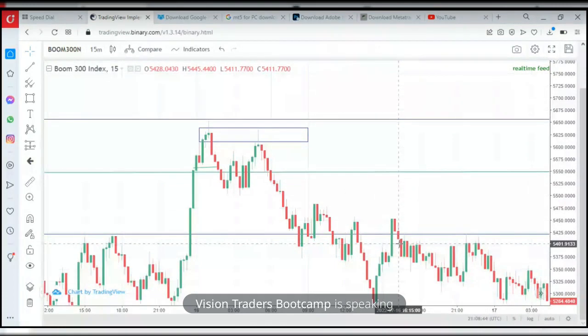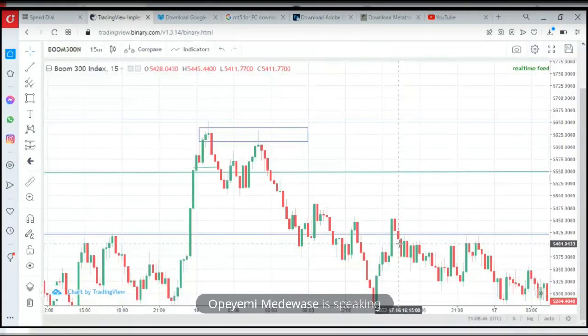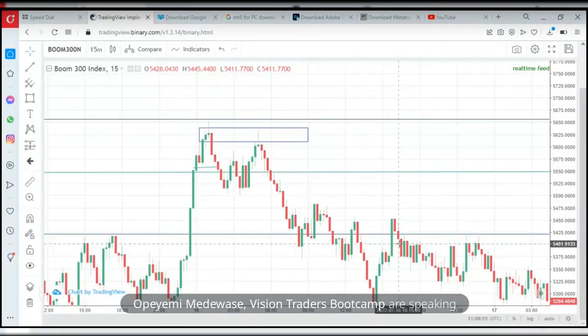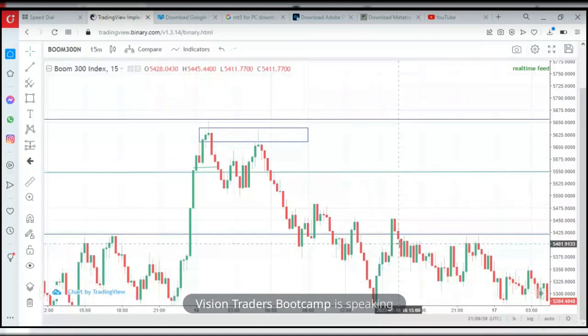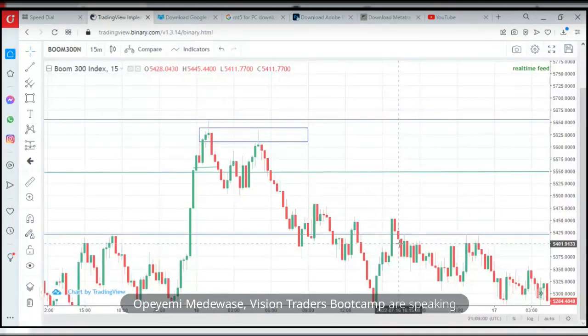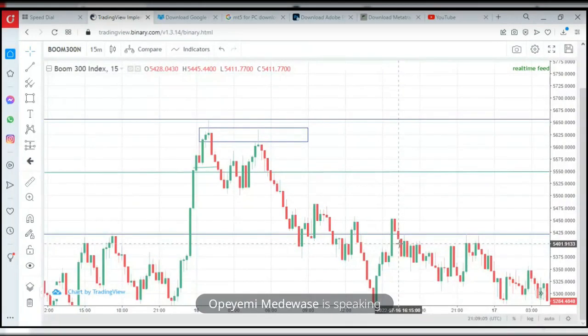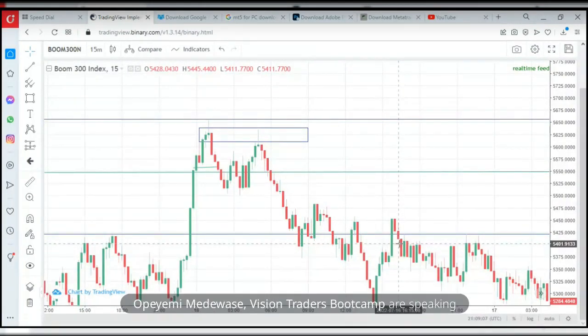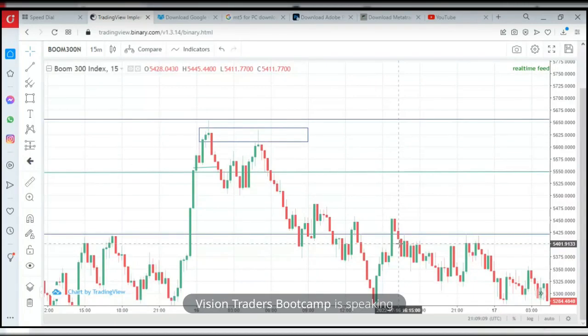Now I want to be clear about something. Let's say we are looking for a sell. Is it the open of the candle or the high of the candle that we are looking for? I never said open. I said the high or the low, not open. The highest point or the lowest point. All right. Thank you.